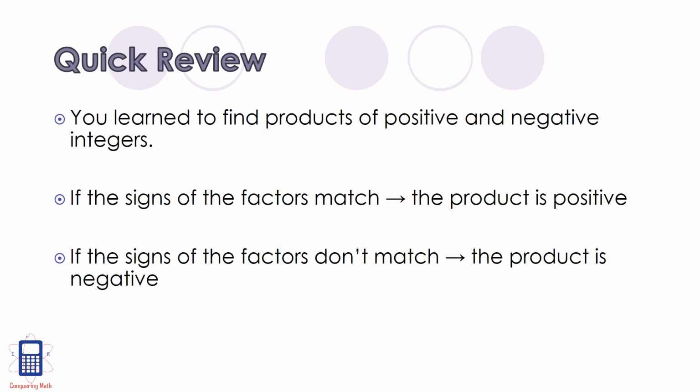So this was a pretty quick lesson today, but just for a review, we learned how to find products of positive and negative integers. If the signs of the factors match, then the product will be positive. If the signs of the factors don't match, then the product is negative. And then at that point, you just need to multiply the digits together and put the correct sign in front of it, and you're all set.